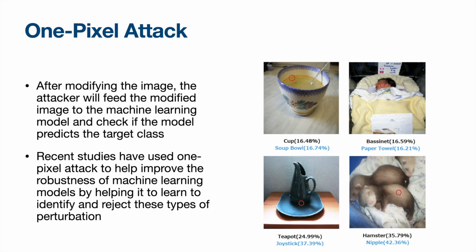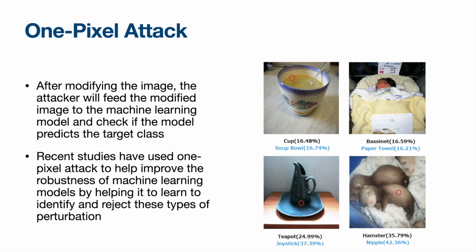The attacker will then make small targeted changes to the image, such as changing the color or intensity of a single pixel, in order to create a modified image that is similar to the original but has a different appearance. The attacker will then feed the modified image to the machine learning model and check whether the model predicts the target class. If the model predicts the target class, the attack has been successful and the modified image is an adversarial example.